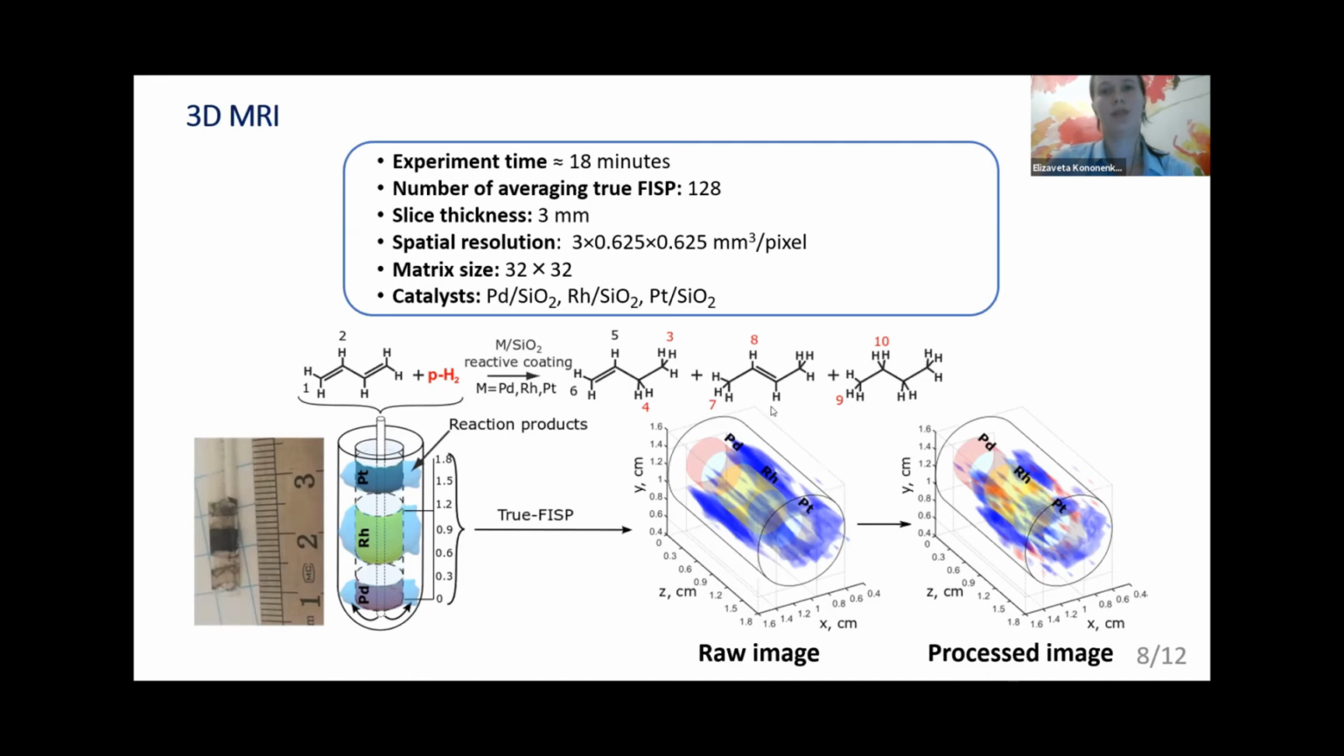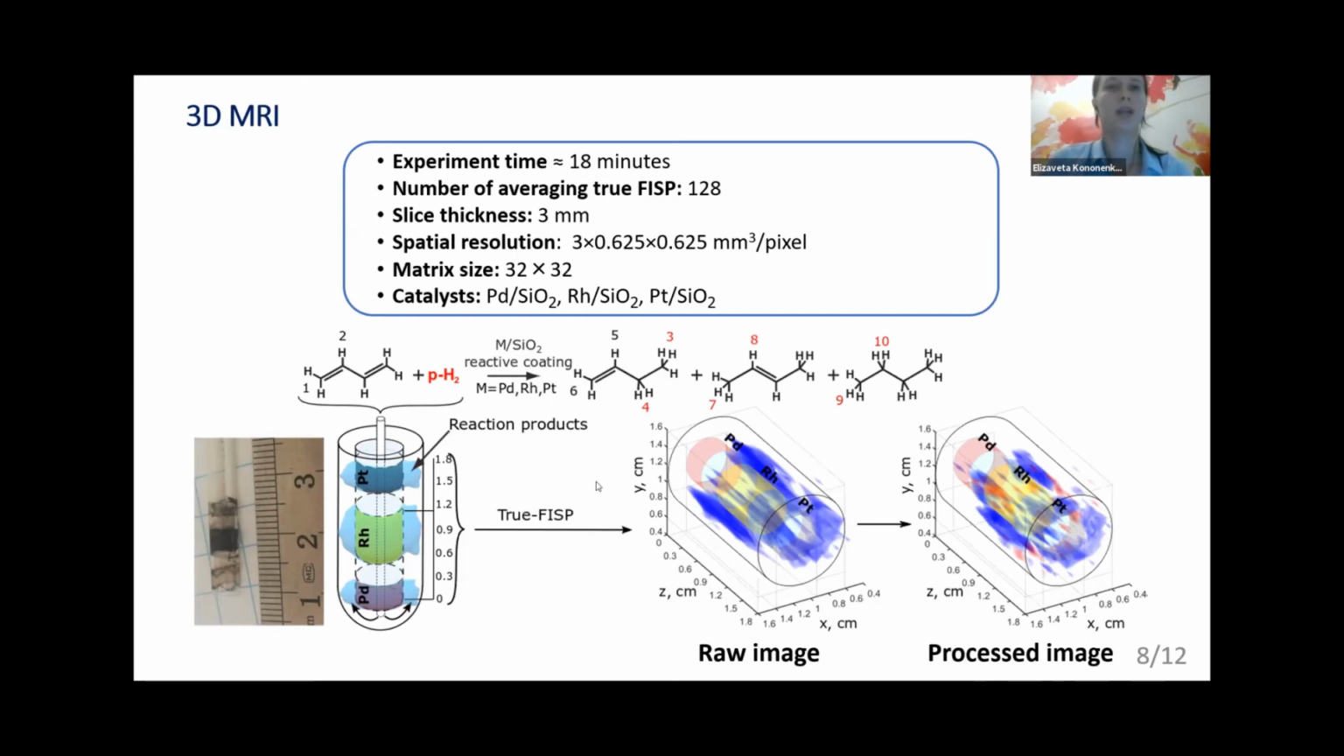8 3 millimeters two-dimensional slices were detected one by one and then converted to a 3D model using MATLAB software. For the analysis, the intensity of each pixel obtained during MRI of 1,3-butadiene hydrogenation with normal hydrogen was subtracted from the corresponding pixel obtained in the experiment with parahydrogen.